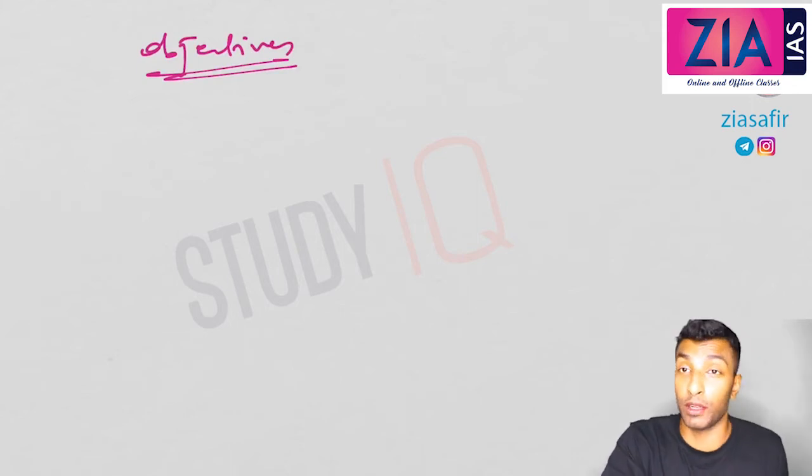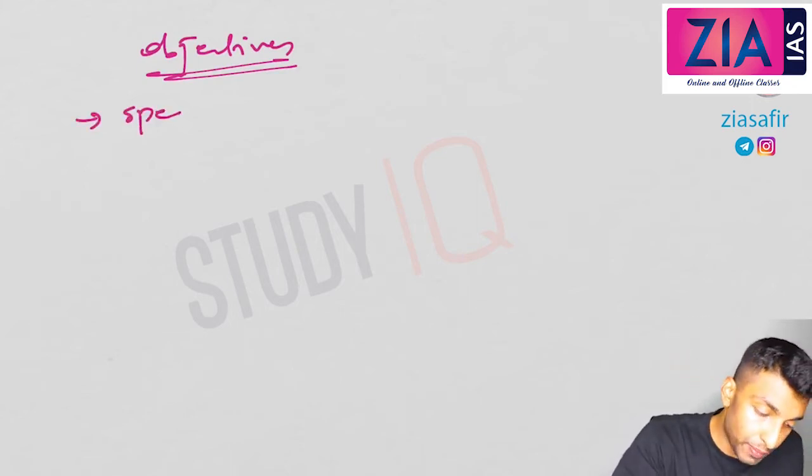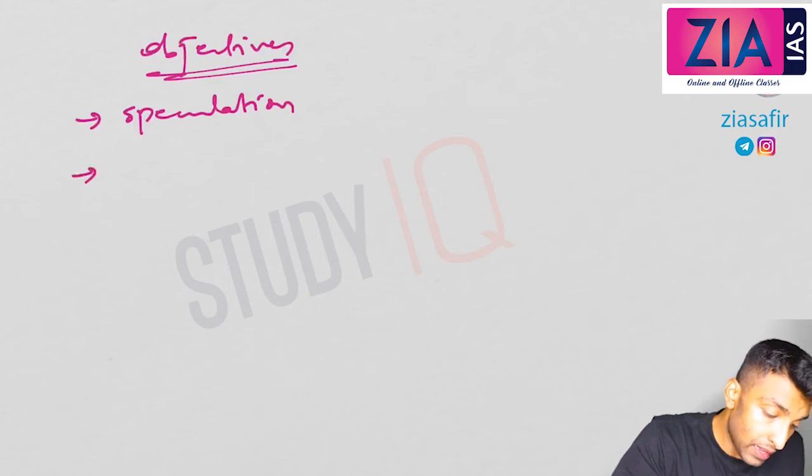This was actually asked in prelims before. So the objectives: first of all, speculation. I hope you understood this. Second, hedging.